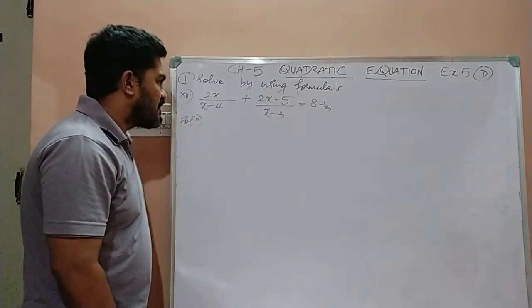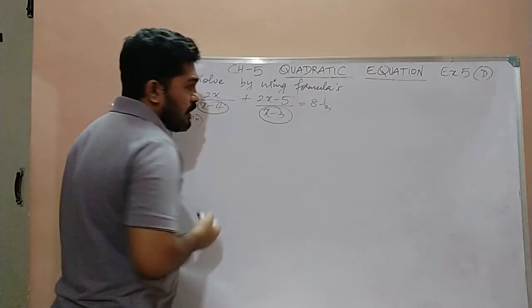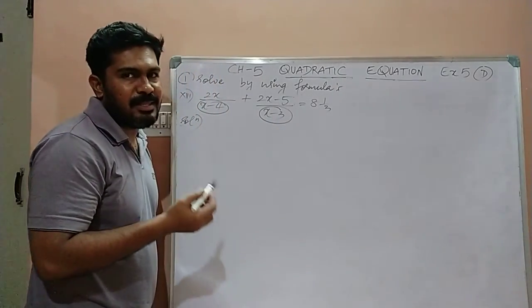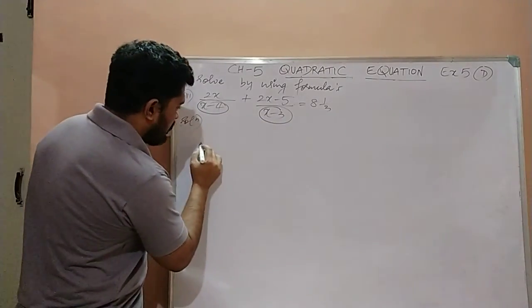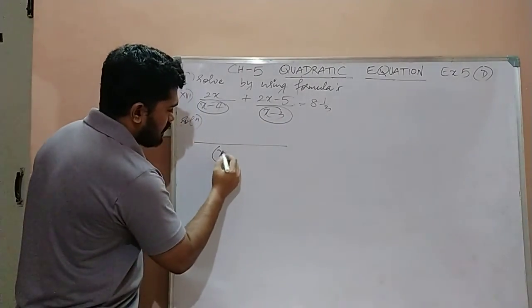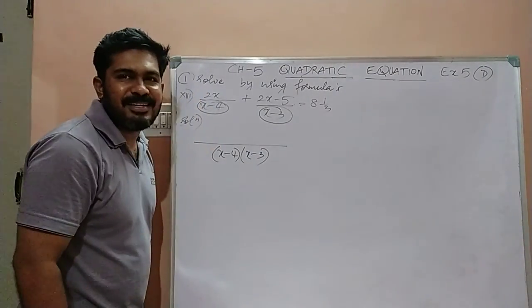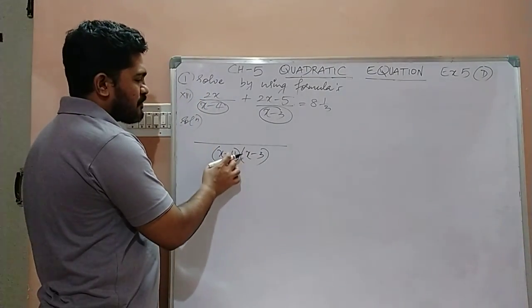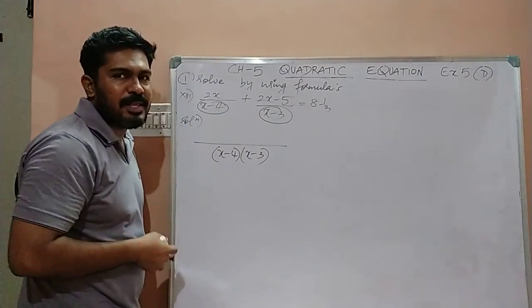Correct? Now see children, when you have two denominators on one side of the equation, we take the LCM. So if we have x minus 4 and x minus 3, can I take the LCM as the product of x minus 4 and x minus 3? Yes. So the LCM becomes x minus 4 into x minus 3. Now let us solve it in the usual method.